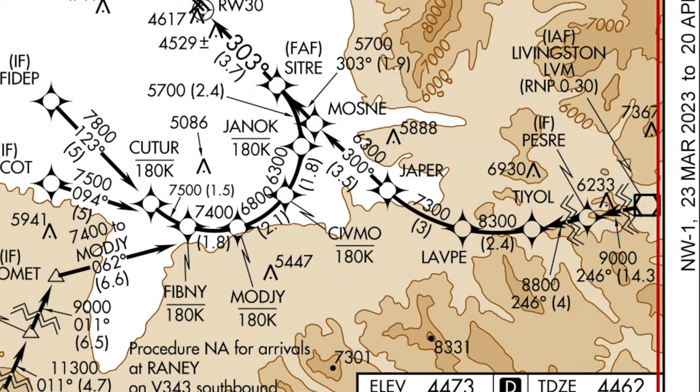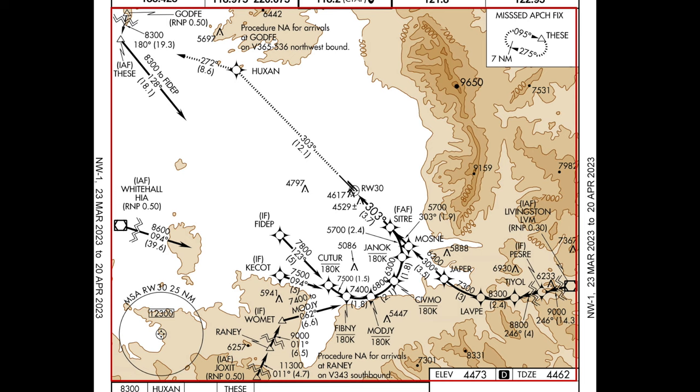Also, notice at Livingston, the initial approach fix, it gives us an RNP number of 0.30. This means our aircraft must maintain our location within 0.30 nautical miles of the magenta line, our path. If we deviate outside of the RNP, we must initiate a go-around procedure. As we move along the approach, you'll see other altitude and distance markers all the way into the airport. Some parts of some approaches will have changes in RNP and speeds, so pay close attention to RNP approaches and RNAV approaches in general.